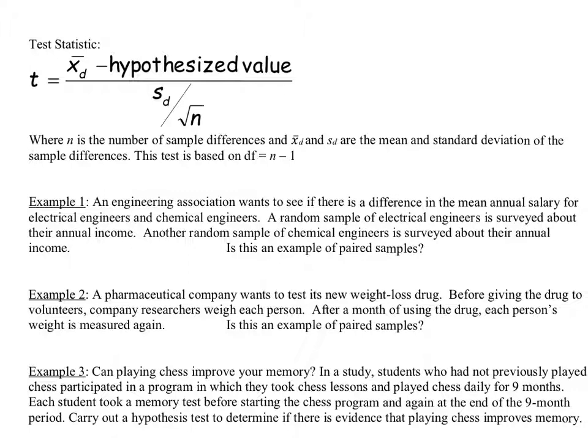The formula for t is the same format that we're used to. So in the numerator, you have actual minus predicted, where actual is the x bar of all the differences, and then the predicted is the hypothesized value. Then we divide by the standard deviation of the differences divided by radical n.